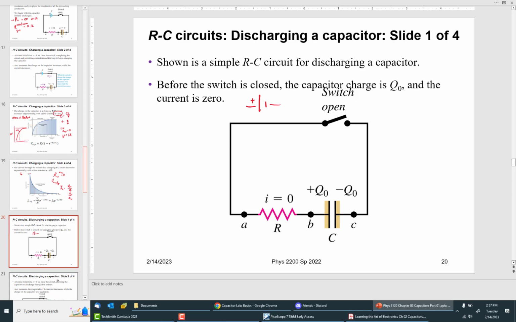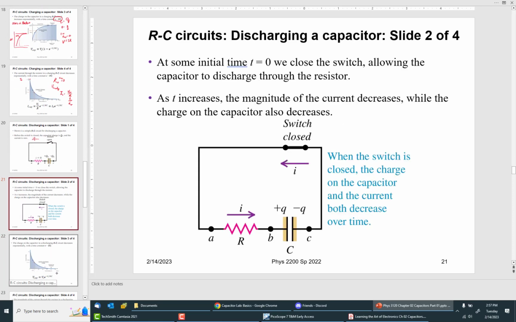So now when I close the switch, notice that, and I don't understand this, they got this wrong. The current goes the other way. Ooh, I forgot to fix that. Because the current's going to go plus to minus. So the current actually goes in the opposite direction.